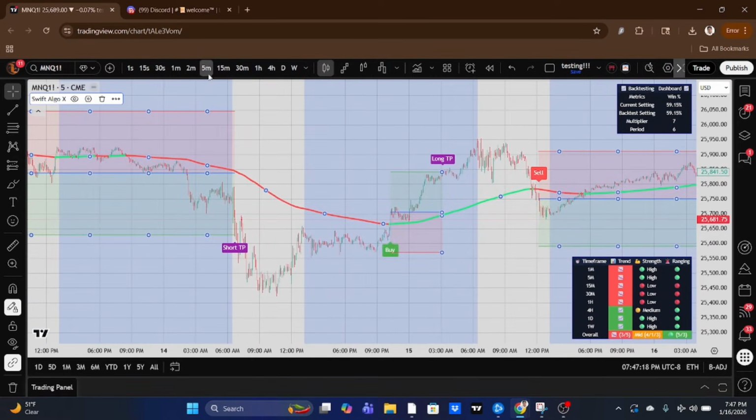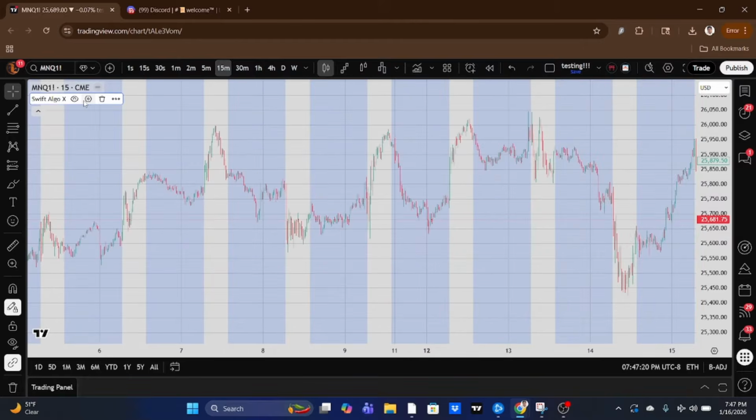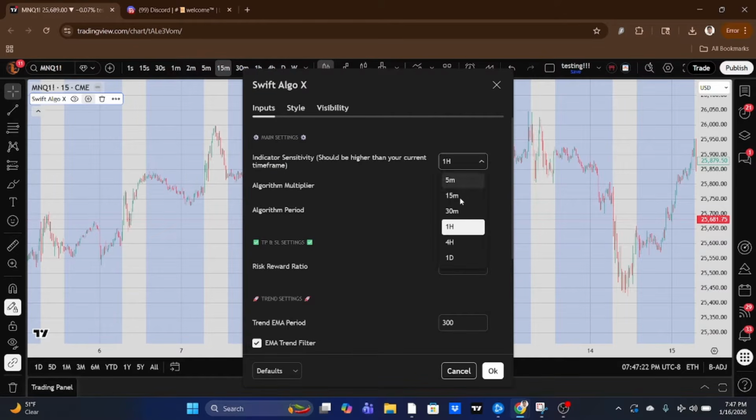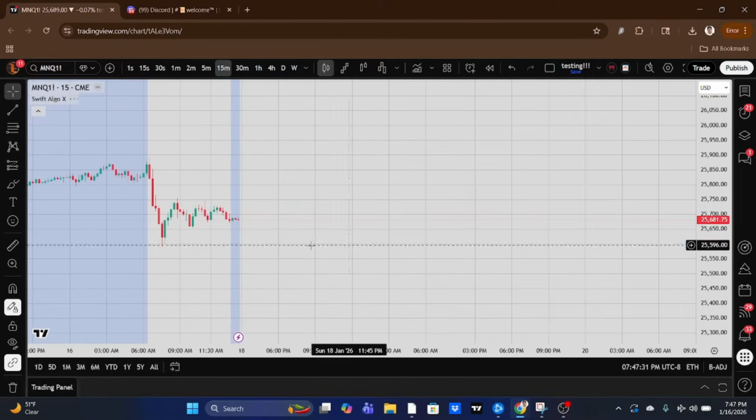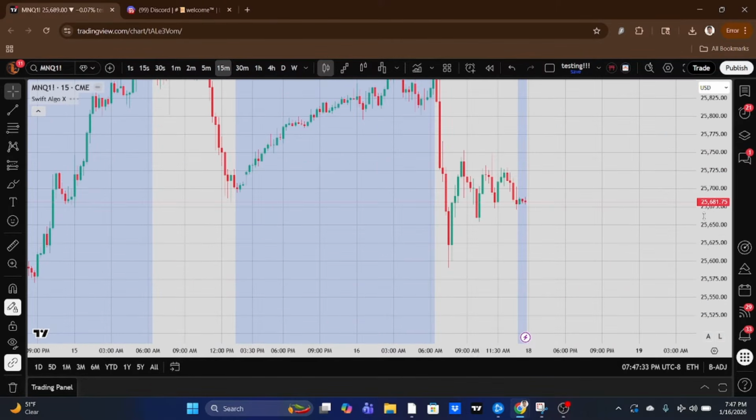And if you're trading on the 15-minute time frame, then you have to change this to 4 hours, because the indicator sensitivity has to be higher than the time frame you're trading on. Just keep that in mind.